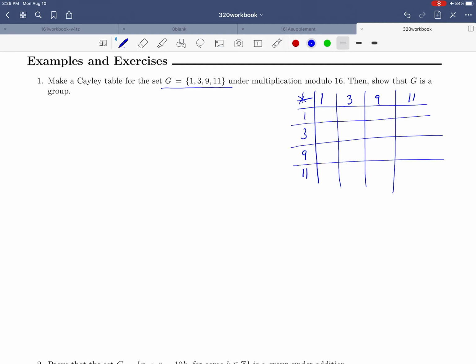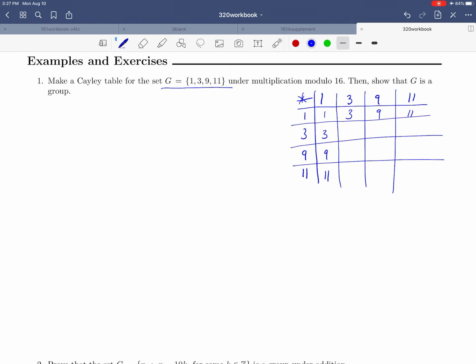You can stop the video and do this yourself and then see if you come up with the same results that I'm going to come up with. Okay, 1 times 1 mod 16 is 1. 1 times 3 is 3. 1 times 9 is 9. 1 times 11 is 11. Not all that interesting. I can fill in my first column.